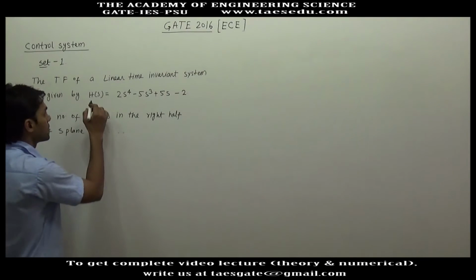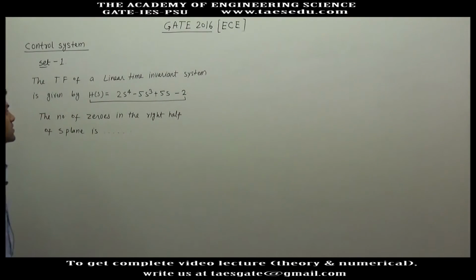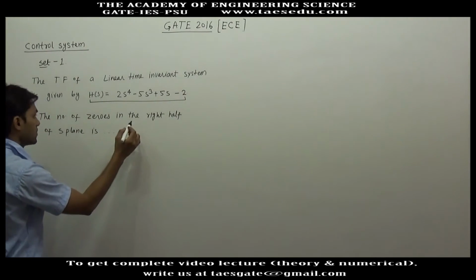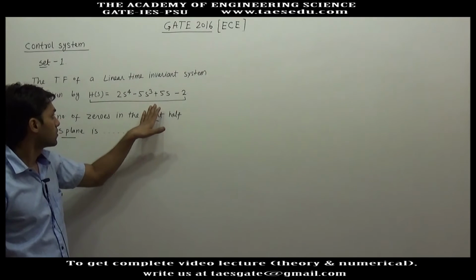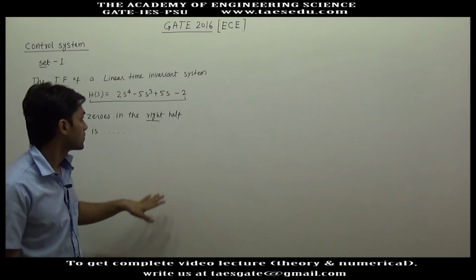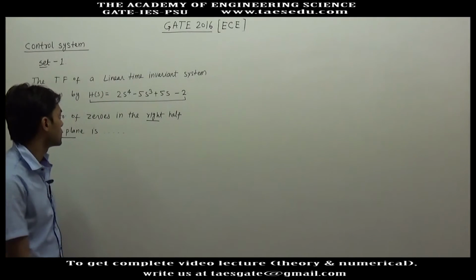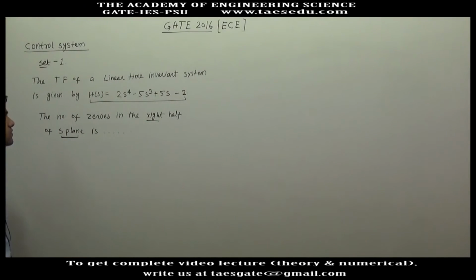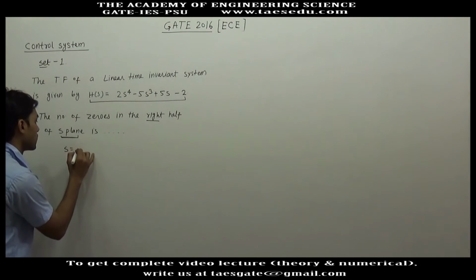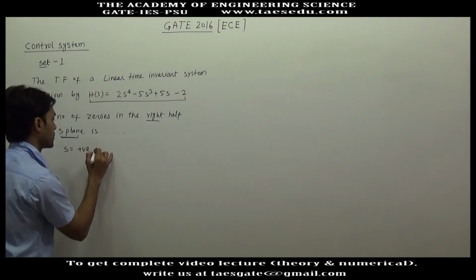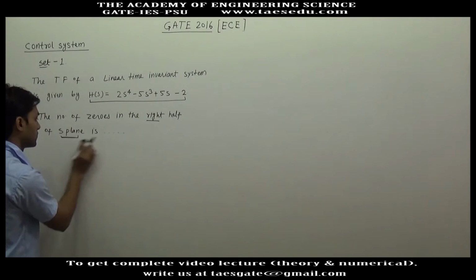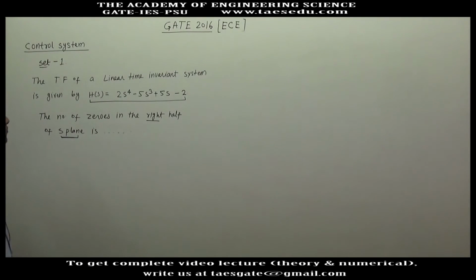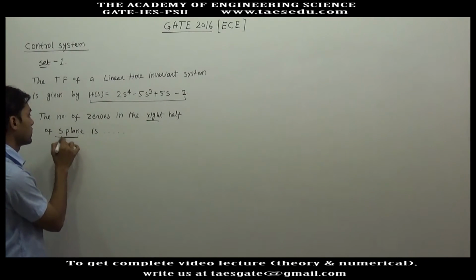In this question, we are given a transfer function of a linear time invariant system, and we have to find the number of zeros in the right half of S plane. So to find the number of zeros of this equation, or the number of solutions of any equation which lies in the right half of S plane, that means the positive values of S. Okay, we have to find the number of zeros in the right half of S plane.